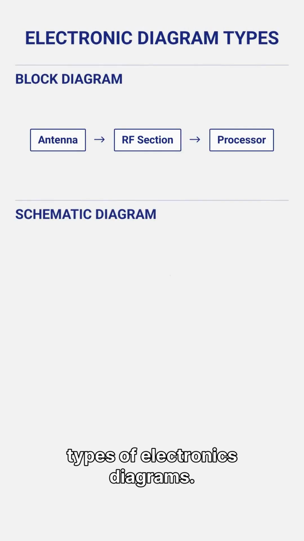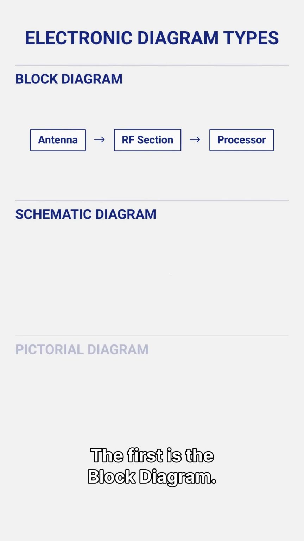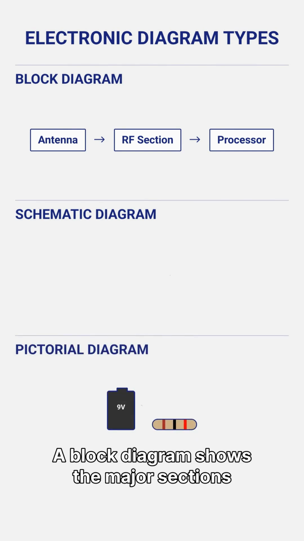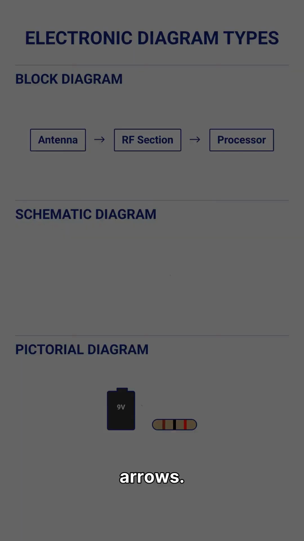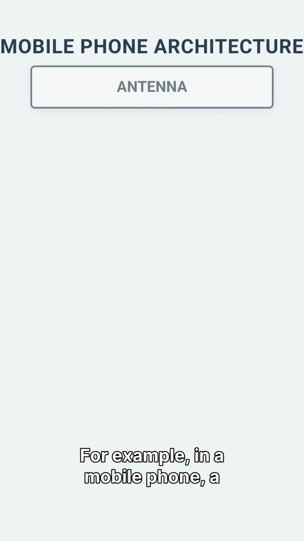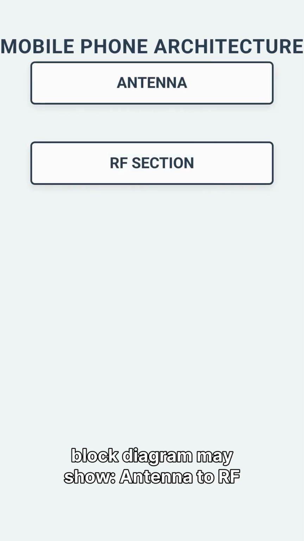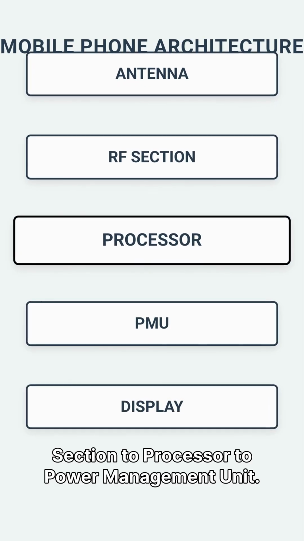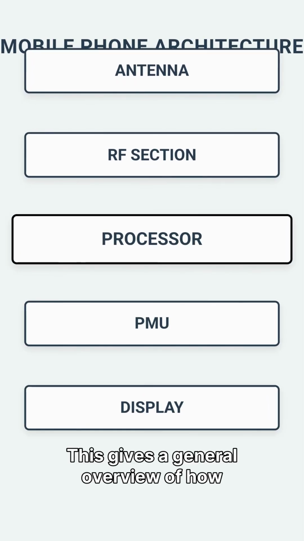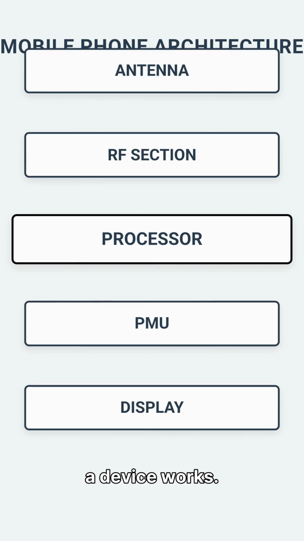Now let us look at the major types of electronics diagrams. The first is the block diagram. A block diagram shows the major sections of a system using blocks connected by arrows. For example, in a mobile phone, a block diagram may show antenna to RF section to processor to power management unit. This gives a general overview of how a device works.